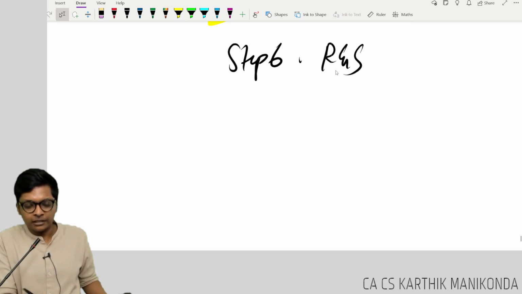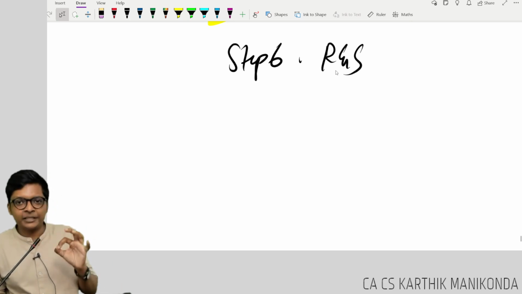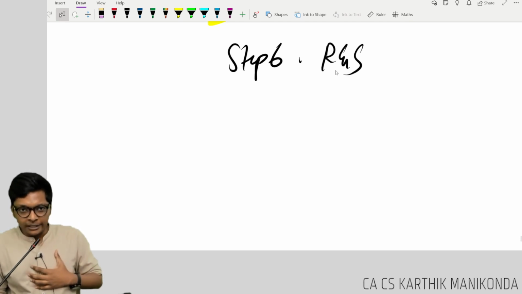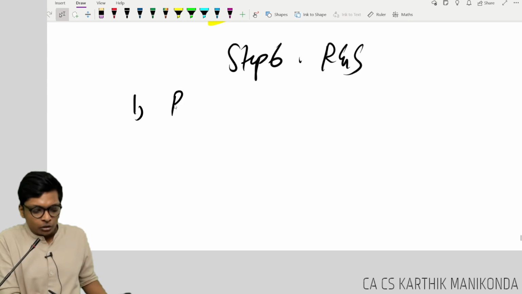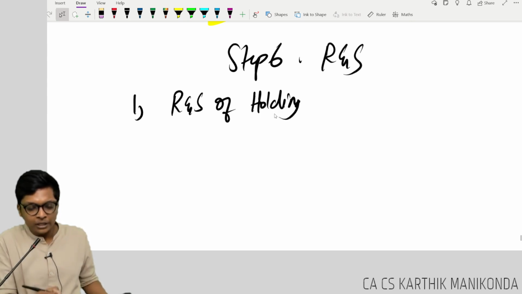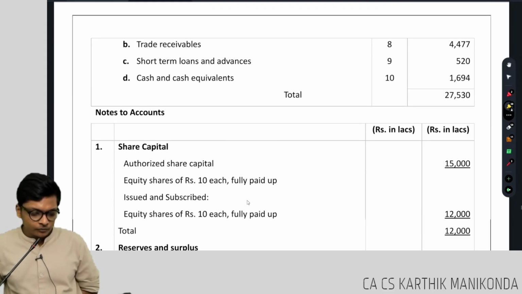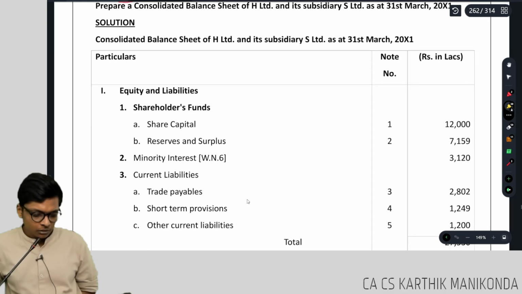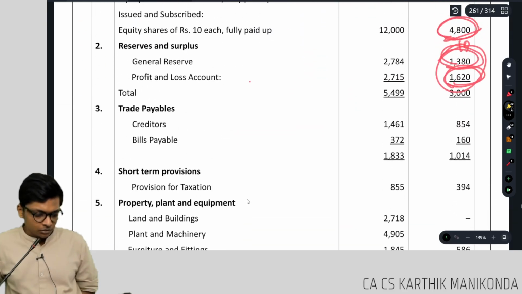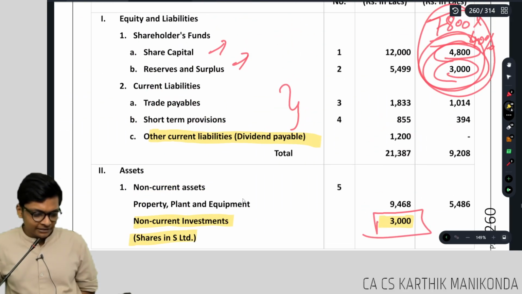Computation of reserves and surplus. This is a key step, an interesting step over here. First you write down reserves and surplus of holding. Go to the question. How much, guys?